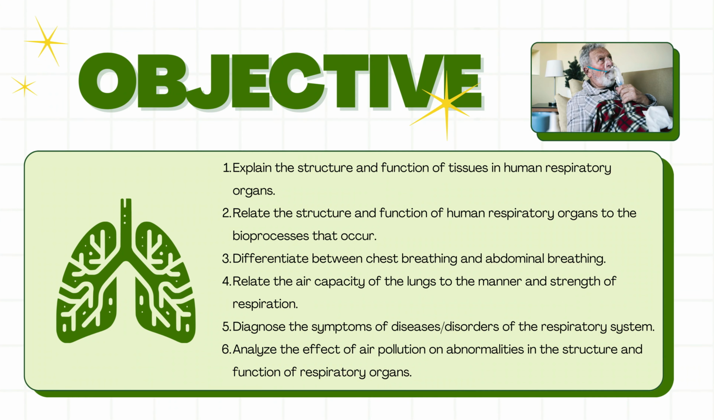In this session, we will learn 6 main things. First, explain the structure and function of tissues in human respiratory organs. 2. Relate the structure and function of human respiratory organs to the bioprocess that occur. 3. Differentiate between chest breathing and abdominal breathing. 4. Relate the air capacity of the lungs to the manner and strength of respiration. 5. Diagnose the symptoms of disease or disorder of the respiratory system. And last, analyze the effect of air pollution and abnormalities in the structure and function of respiratory organs.